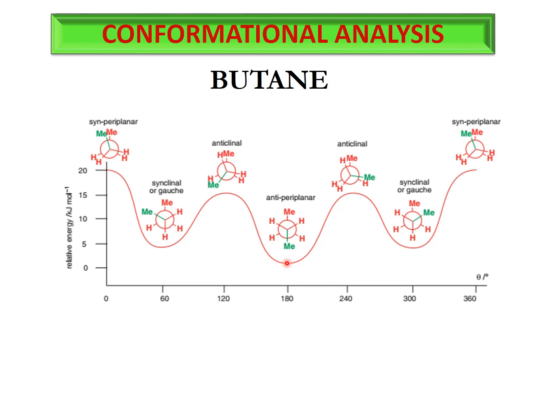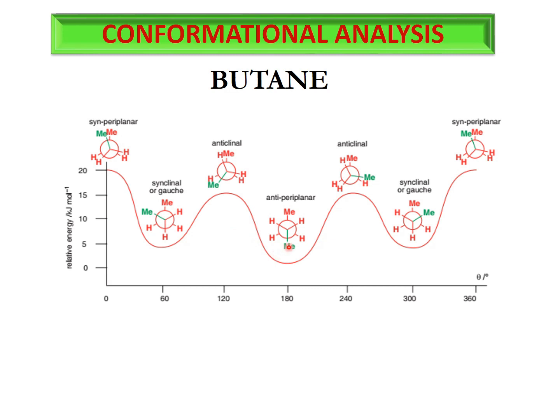Now the energy difference between this anti-periplanar and syn periplanar conformation is about 25 kilojoules per mole, and the energy difference between anti-periplanar and anticlinal conformation is about 14 kilojoules per mole. So the difference is about 11 kilojoules per mole between anticlinal and syn periplanar conformation.